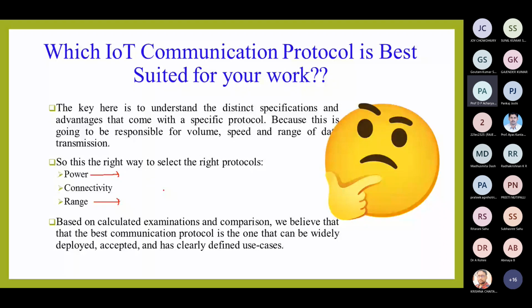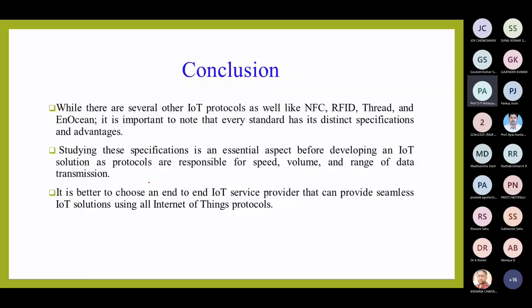If I want connectivity across the globe, then my choice should be cellular. So this is just one example of how to choose one protocol for our purpose. Now I will summarize my discussion by saying that in fact many communication protocols are there. We have not talked much about the NB-IoT protocol, the narrowband IoT protocol.